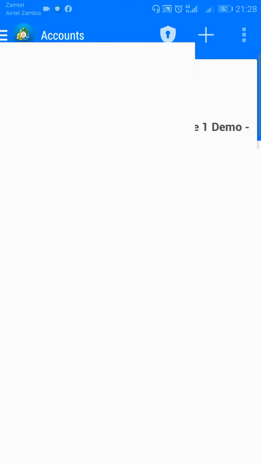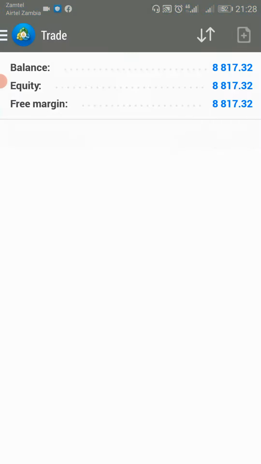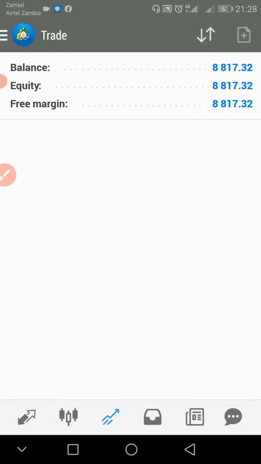Okay, so this is the prop firm account. It's with My Forex Funds, as you can see. It's a $10,000 account, but I'm currently at 8,800 USD. I'm literally about to blow the challenge. I'm only left with about 17 USD, because the maximum drawdown is 12%. If you don't know that much about prop firms, you can research them. And the cause of this drawdown is that I went on a crazy losing streak.